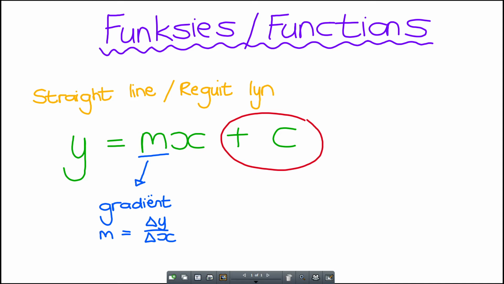Right, so the first one that we're going to start with is the one that's familiar to you guys, the straight line, die reguit lyn. Nou die formule van 'n reguit lyn is y is gelyk aan mx plus c. Now let's just quickly talk about what each part means. That m is my gradient.